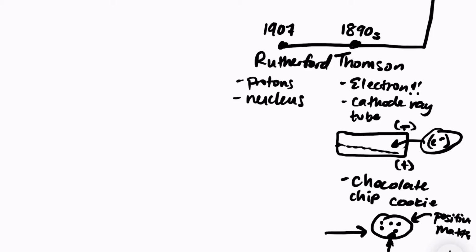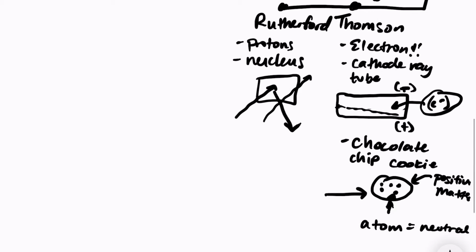But that is not what happened. When Rutherford shot the gold atoms with positively charged particles, some of them hit the gold and bounced off in the opposite direction, which means they had to hit something that was very densely positively charged. Most of the particles, though, went straight through the gold, which made Rutherford think, well, maybe the atom isn't just full of positively charged matter.